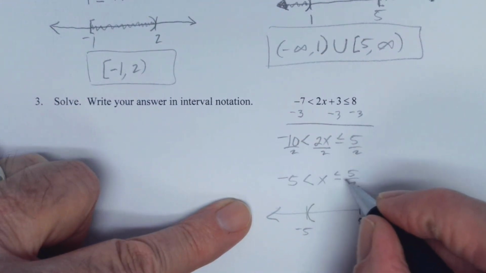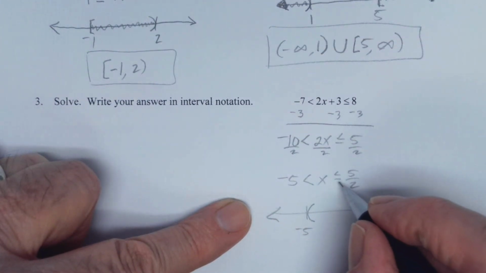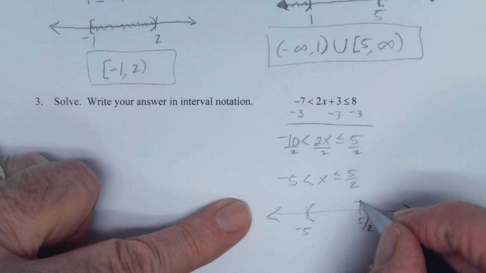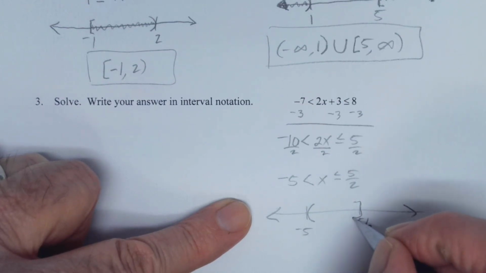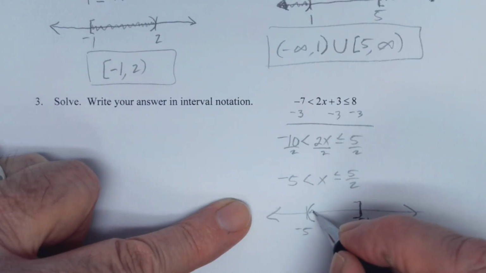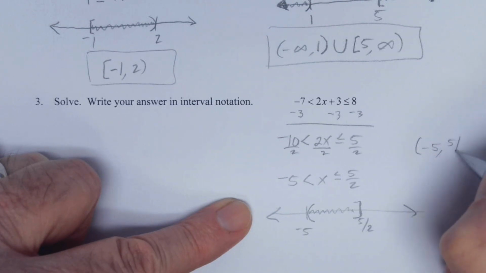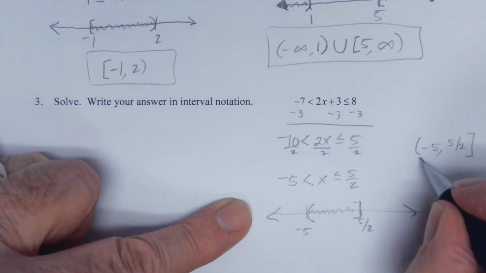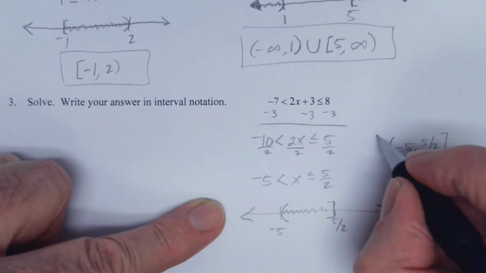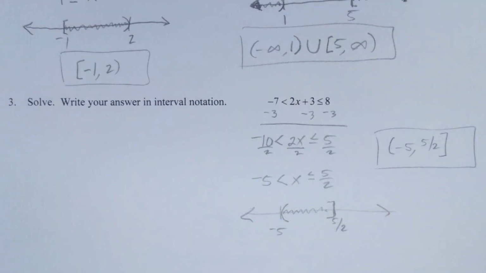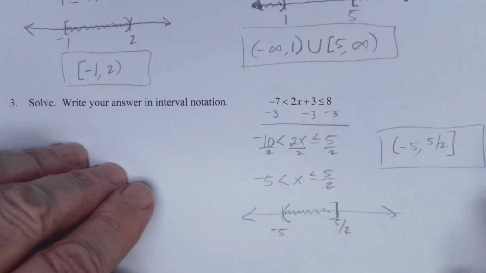Notice the equal sign here tells me that x is less than or equal to 5/2, so this will be a bracket. So we're including 5/2 in our set. And it looks like this. In interval notation, we would write negative 5 to 5/2, parenthesis here, and bracket here. All right, let's move to the next page.